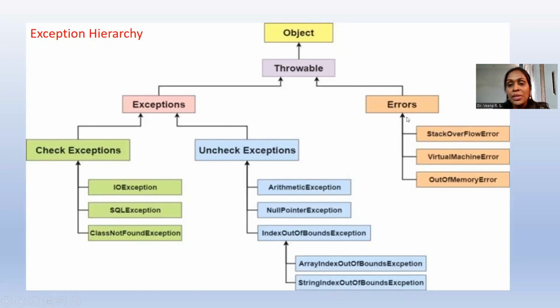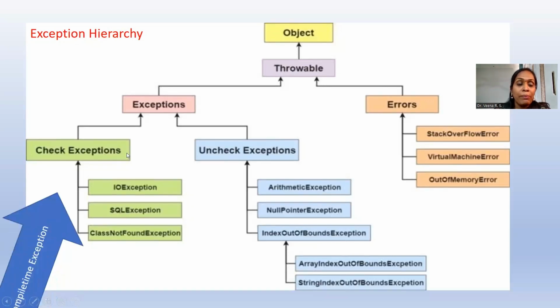Error is something which we cannot handle. It is beyond our scope, like Stack Overflow error, virtual machine error, out of memory error. So these are nothing but called errors, and these errors we cannot handle explicitly in the program. But yes, if there are some erroneous situations which we can definitely handle, those are called exceptions. And there are two types of exceptions. One are checked exceptions and one are unchecked exceptions, checked and unchecked.